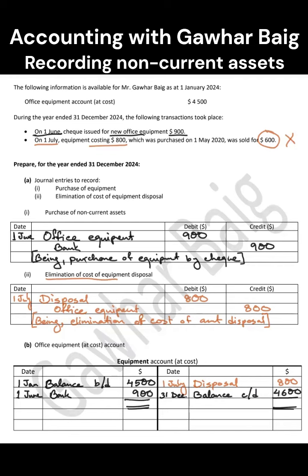And then you bring down the balance on 1st Jan 2025, 4600. That was the recording of equipment account.